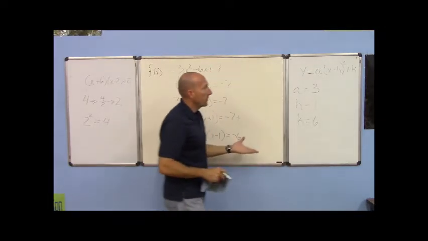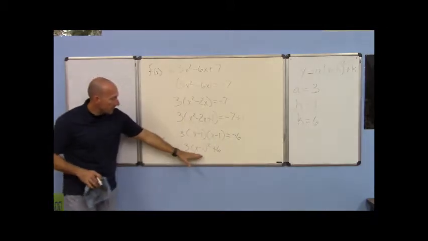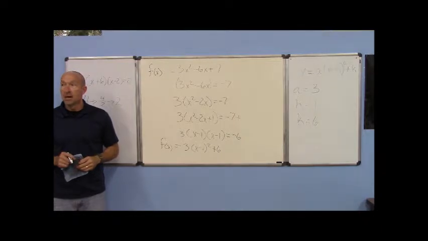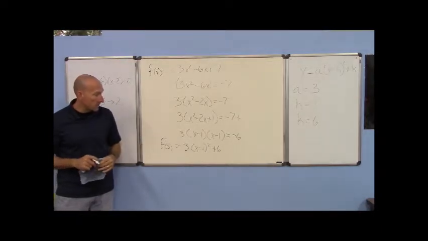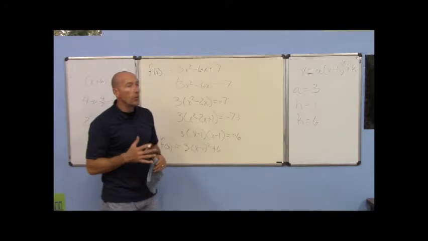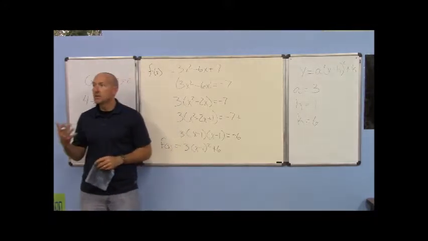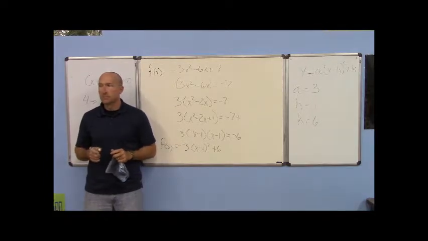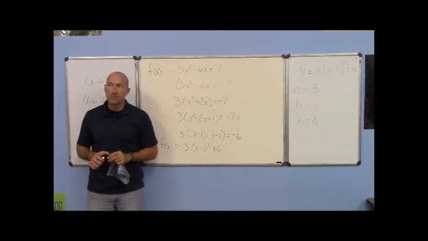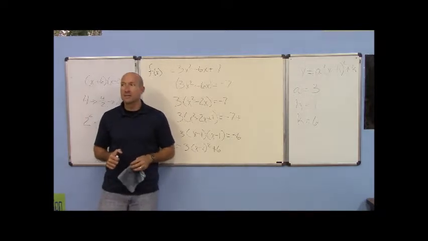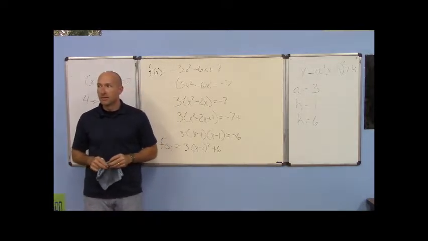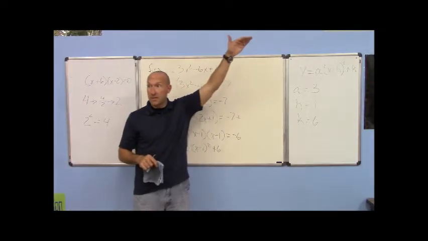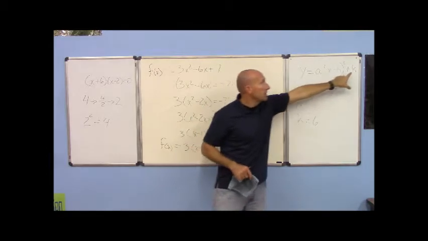Okay? So now we have our values, so we can look at this. Does this open up or down? Up, in the positive direction because it's positive. All right? So along the y-axis, how is it translated? Up 6. So it is going up 6 in the positive direction because K determines our y.